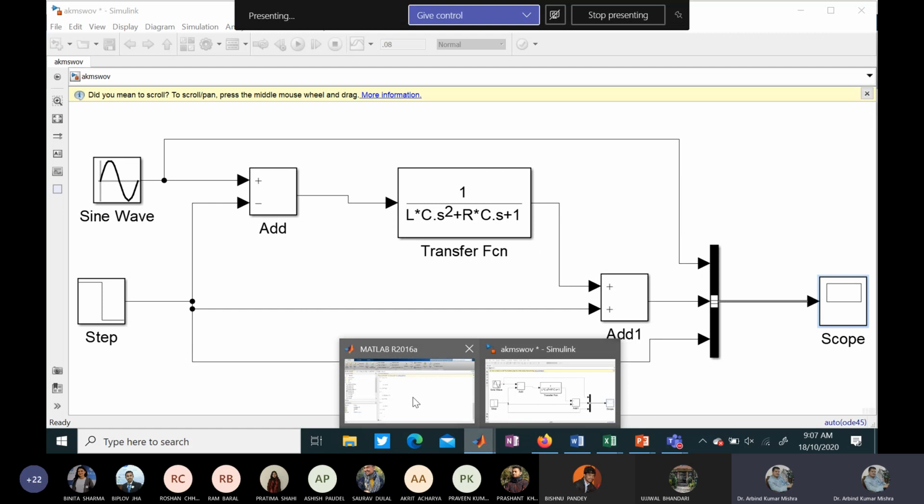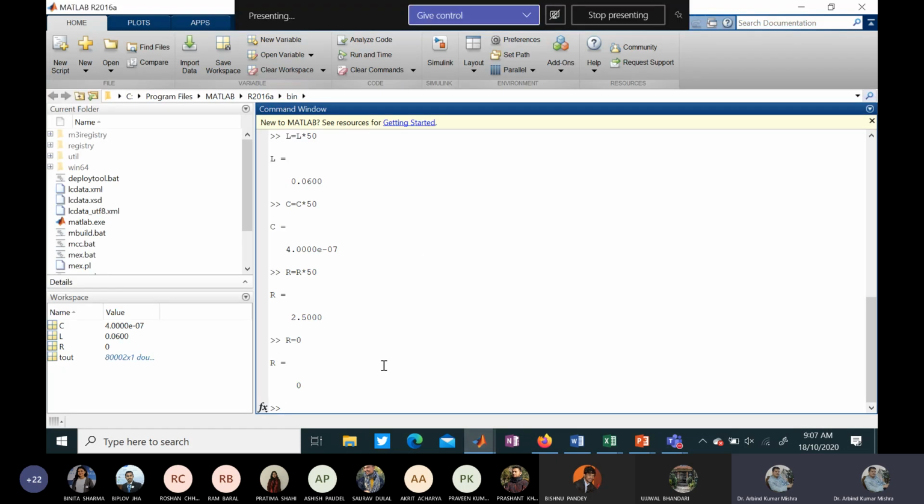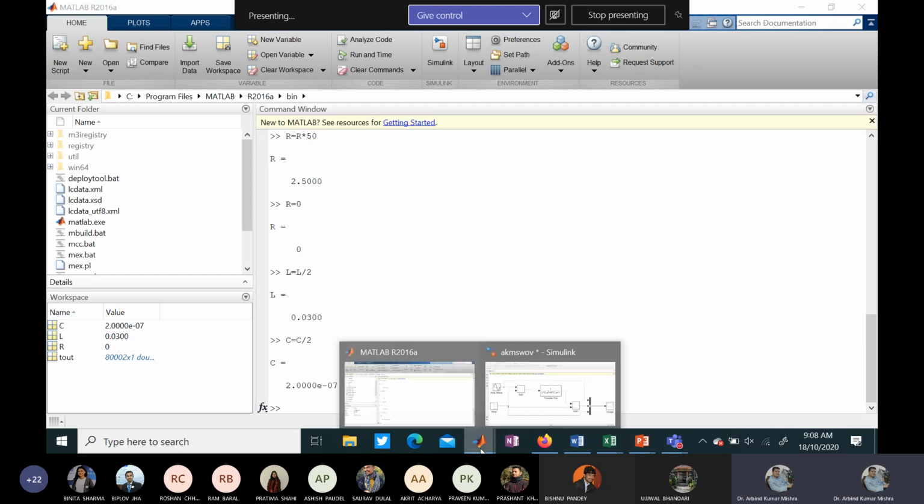You might wonder what will happen if I change the L. Whatever L I have used, I want this L to be half of the L I used before, and whatever C I have used, I also want it to be half of this C. Then see what is the difference. Is there any difference or not?